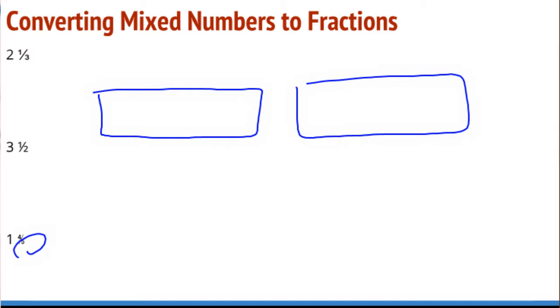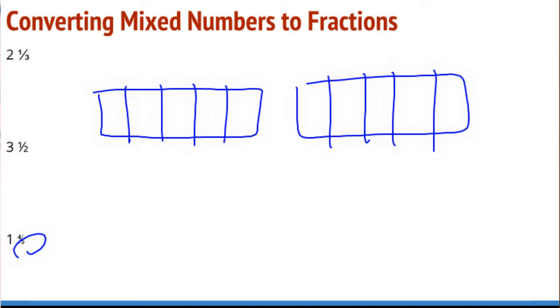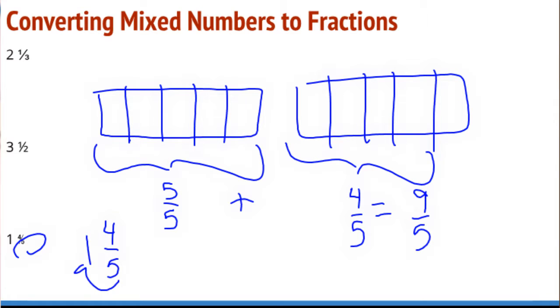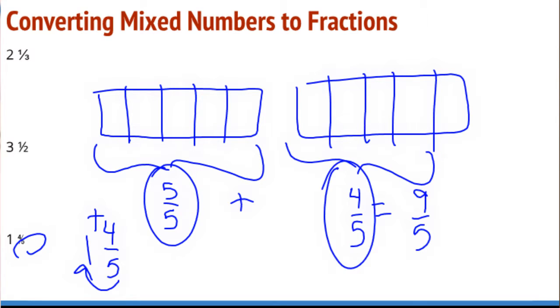All right, one last example, looking at 1 4/5. So I am making fifths. 1, 2, 3, 4, 1, 2, 3, 4. In one whole, I have 5/5, and then I have 4/5. And if I add them together, I will have 9/5. 1 4/5. 5 times 1, 5/5, plus 4, 4/5. Altogether, 9/5.